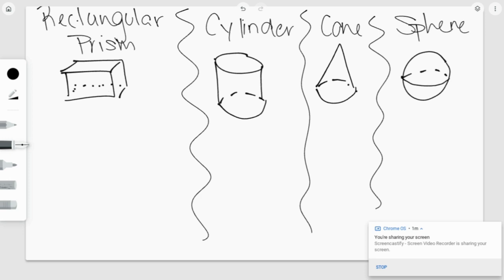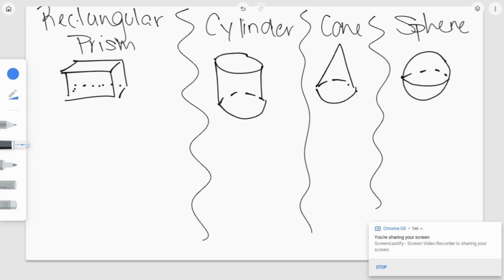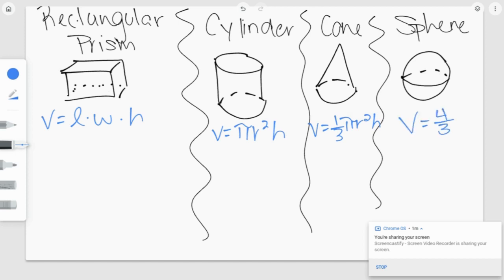Now, each one of these has a formula that hopefully you have learned while you were watching the videos that were assigned daily. So a rectangular prism, the volume formula is length times width times height. A cylinder is pi r squared h. A cone is 1/3 pi r squared h. And then a sphere is 4/3 pi r cubed.